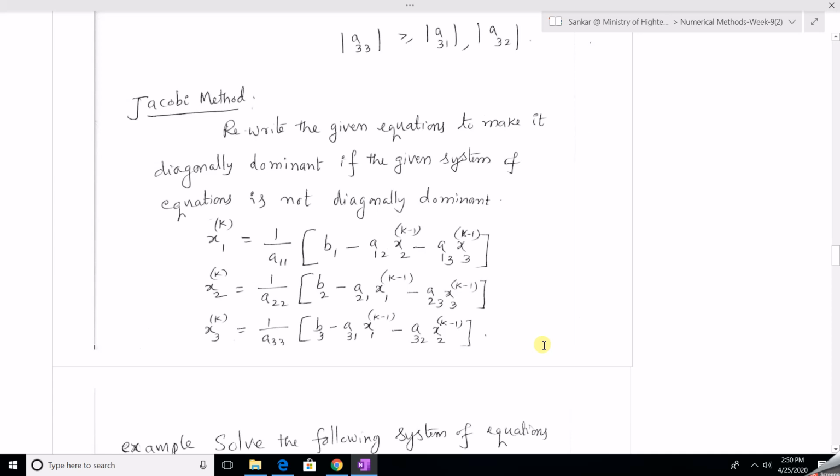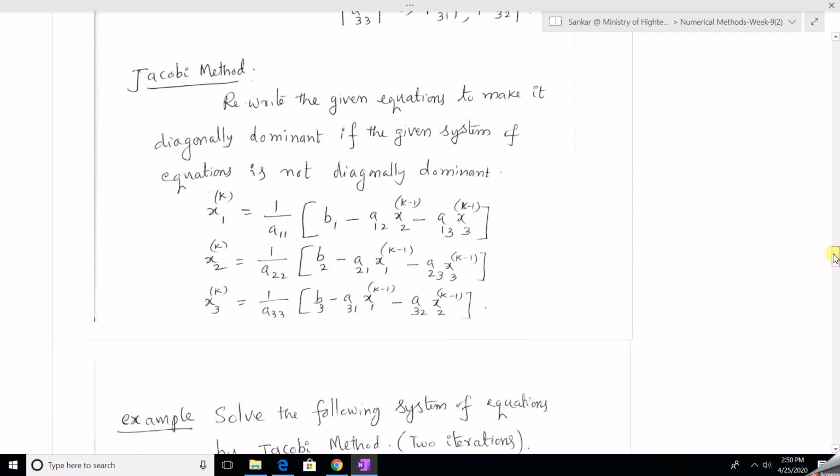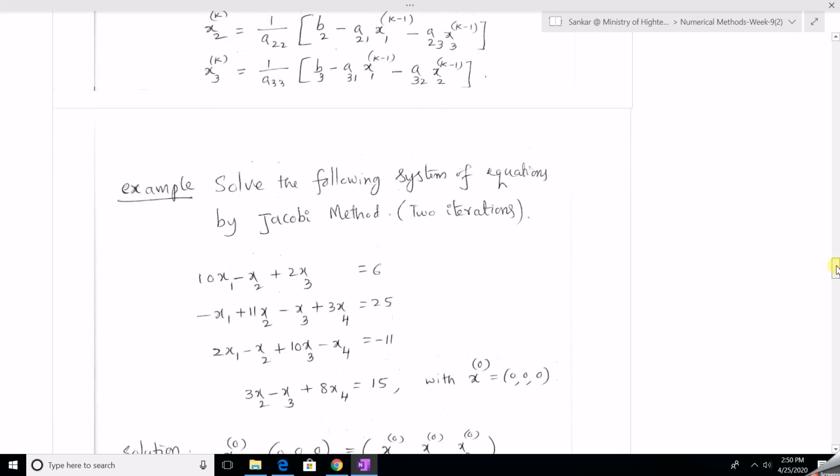So from this, what you understand is, for each approximation, we have to make use of the previous approximations. If you want the first approximation of x1, we have to use the 0th, that is, initial approximations of x2 and x3, and the same way for x2 and x3. So there are three unknowns here, x1, x2, x3. Now let us see an example for this.